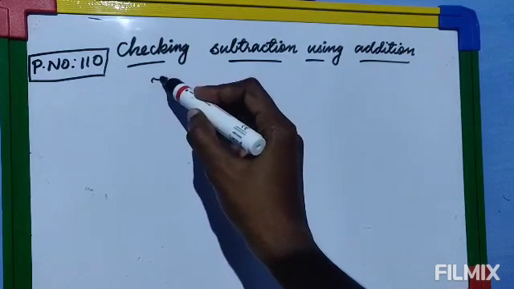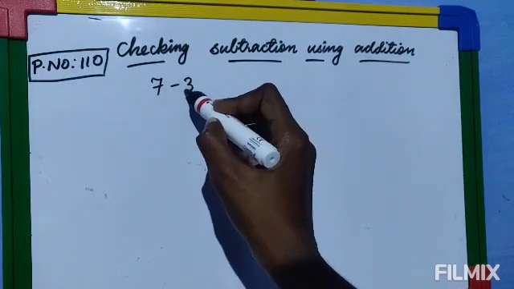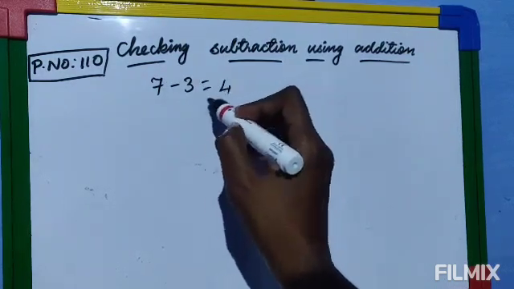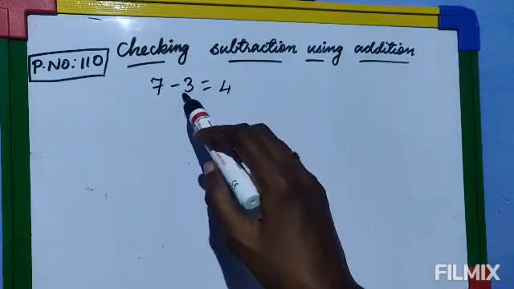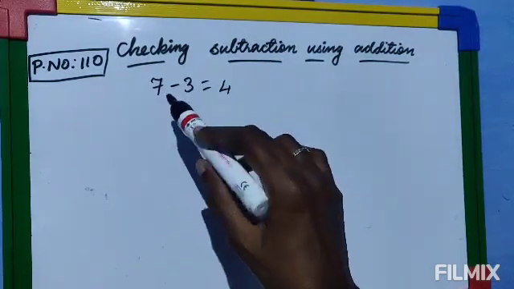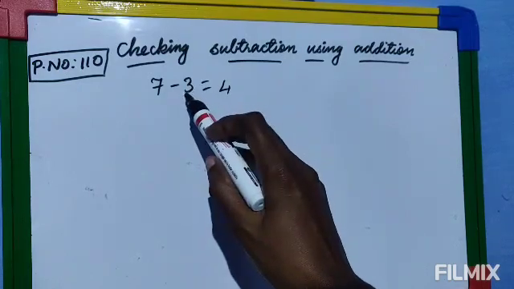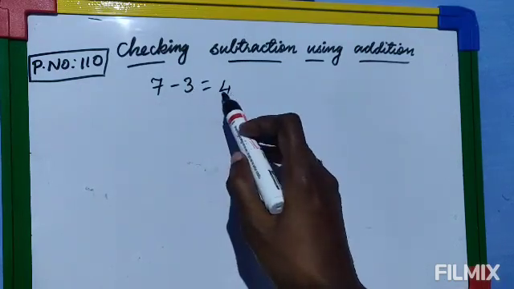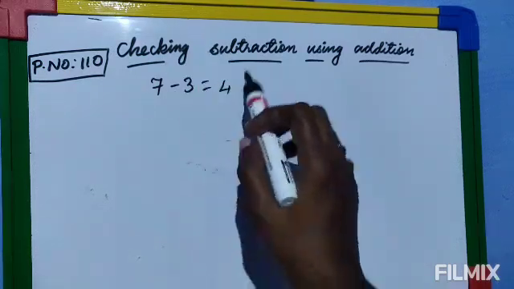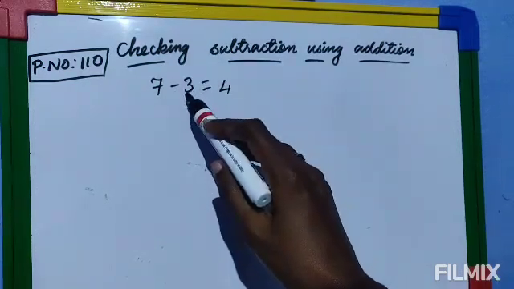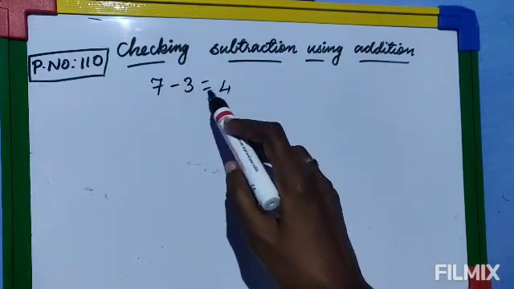Suppose there is a subtraction like this, 7 minus 3 equal to 4. This has two addition facts, which you learned in the second chapter, the addition chapter. In 7, 3, 4 you have to use only these three numbers and get the addition fact. So which are the numbers you can add? These two, 3 and 4.